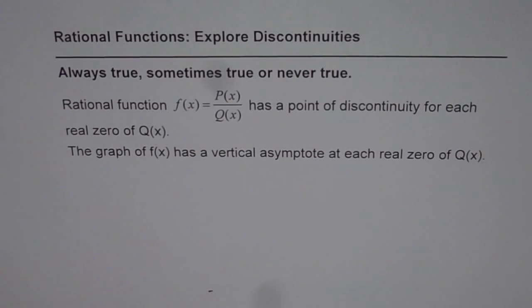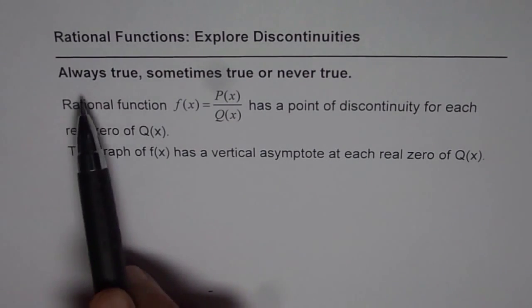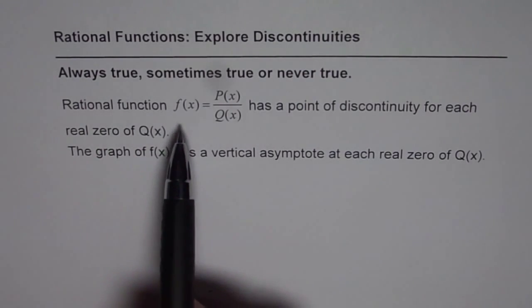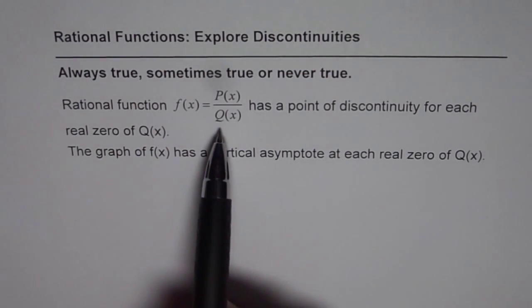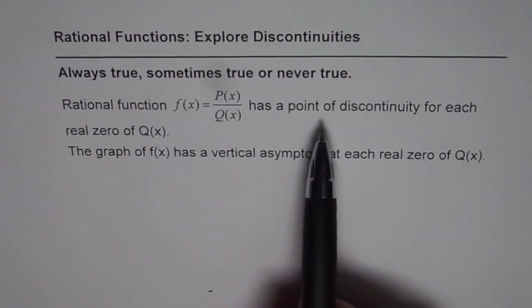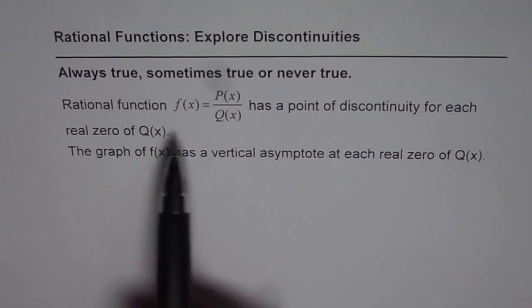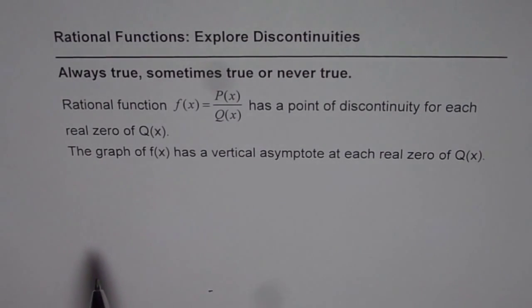I'm Anil Kumar, and in this video we'll summarize our learnings about discontinuities, especially vertical asymptotes. The question here is, we need to figure out whether our statement is always true, sometimes true, or never true. Rational function f of x equals p of x over q of x has a point of discontinuity for each real value of q of x. That is a correct statement.